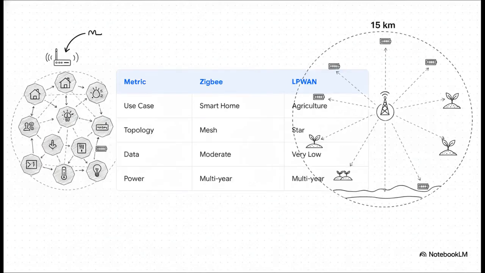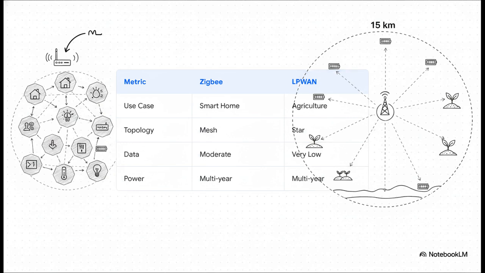Looking at the hard metrics really shows you the compromise. Zigbee is fantastic for, say, a localized smart home. It forms a nice mesh topology over maybe 10 to 100 meters, getting you decent data speeds. But LPWAN, which stands for Low Power Wide Area Network, is a totally different beast.